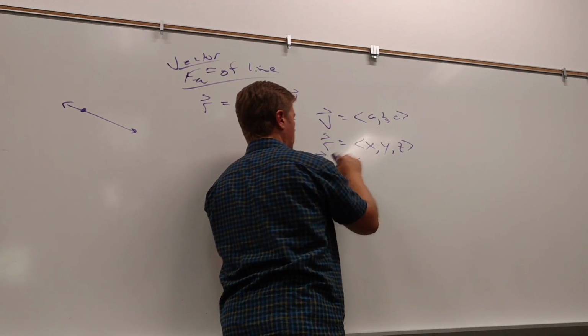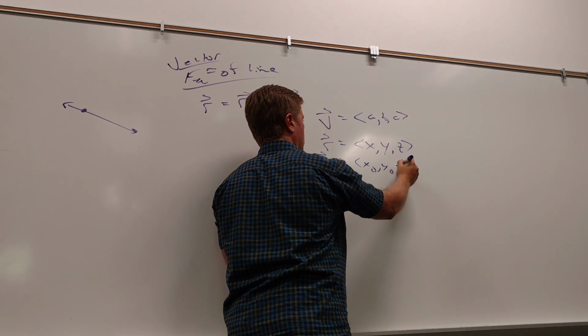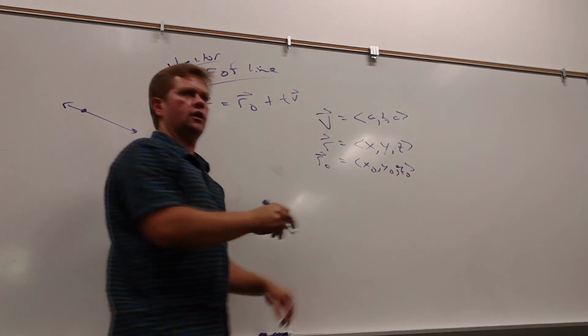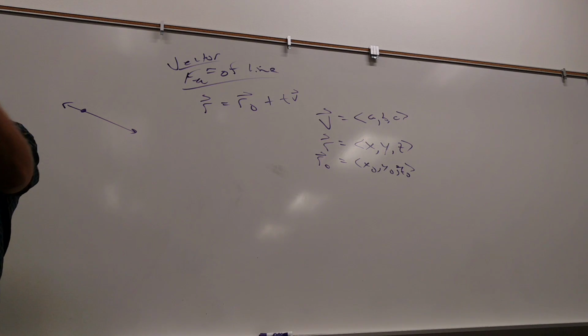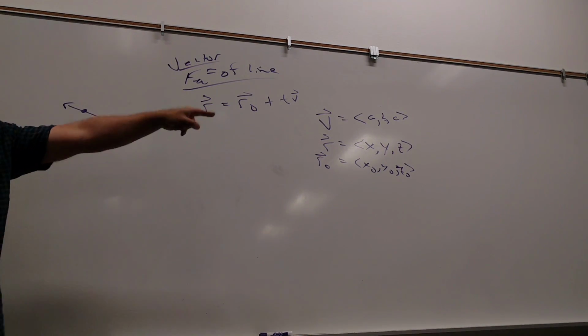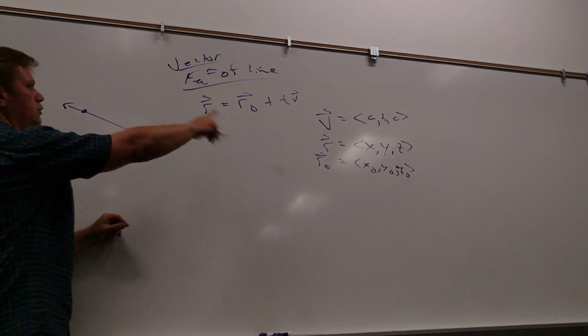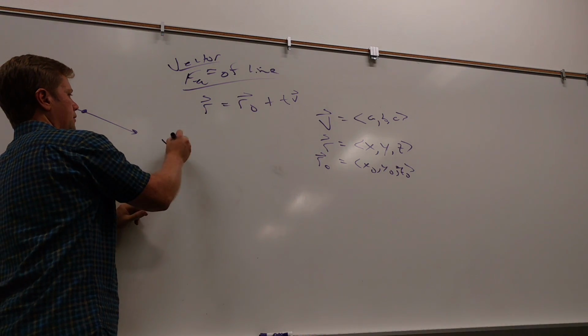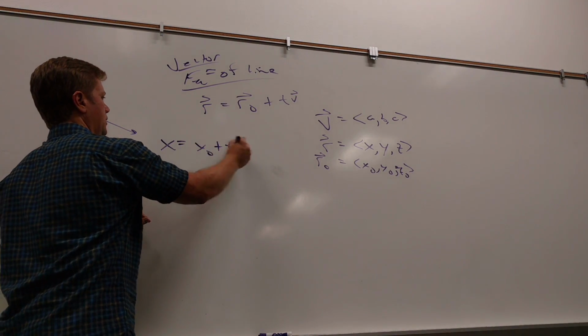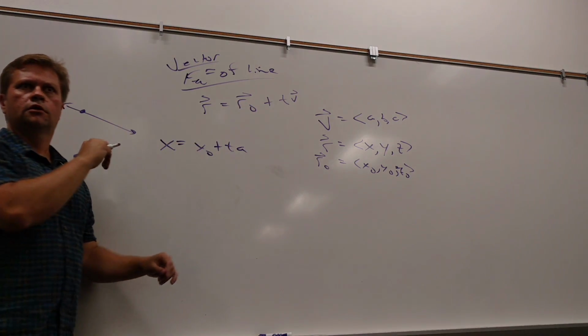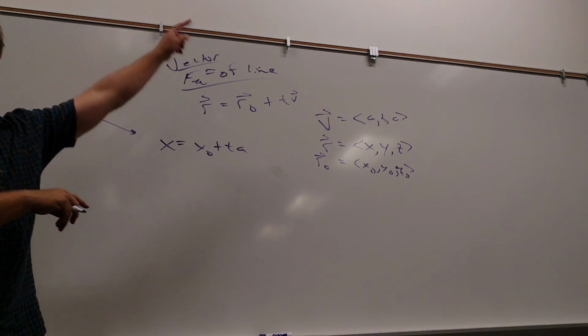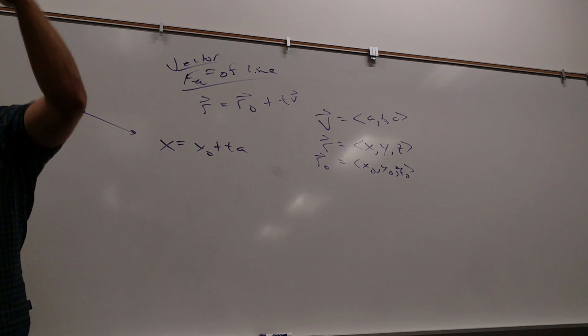R is X, Y, Z, R not is X not, Y not, Z not. And so you can recapture the other versions of this equation by just plugging those specific things in. You guys with me? So last time we plugged those things in, we got X equals X naught plus TA. Do you guys see that? Is that cool? Just equate the X components. You get similar things for the Y and the Z.